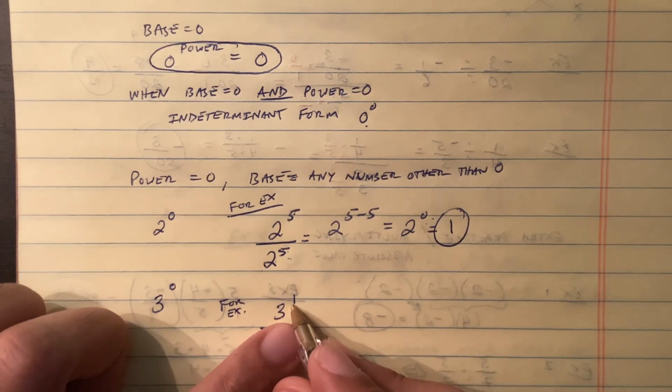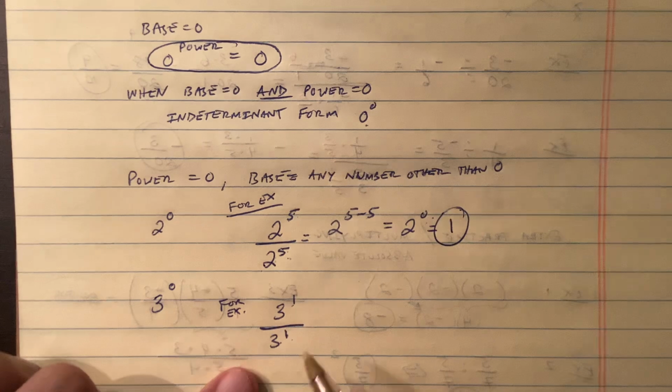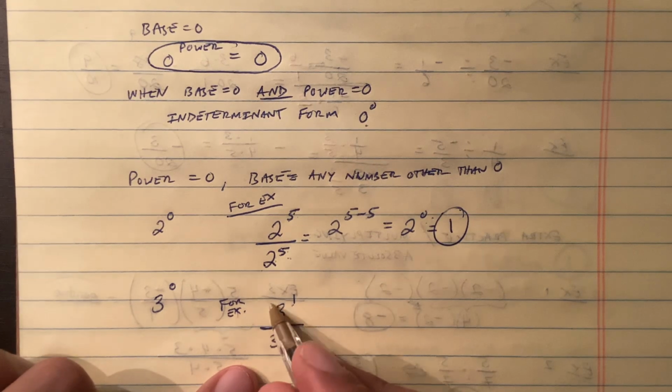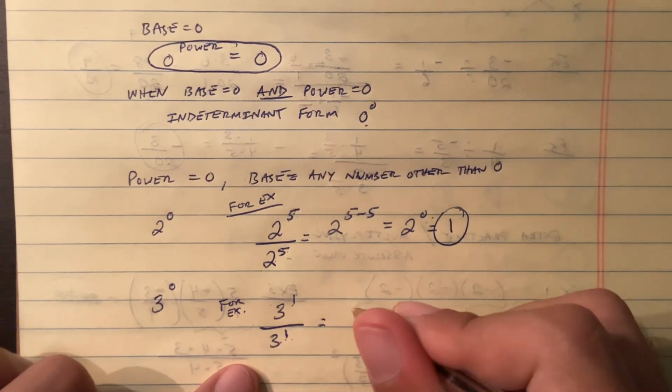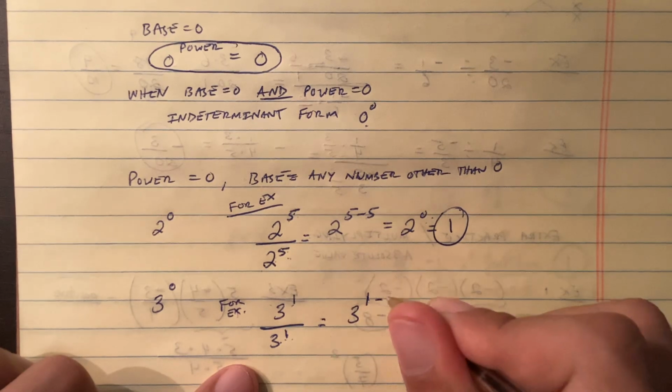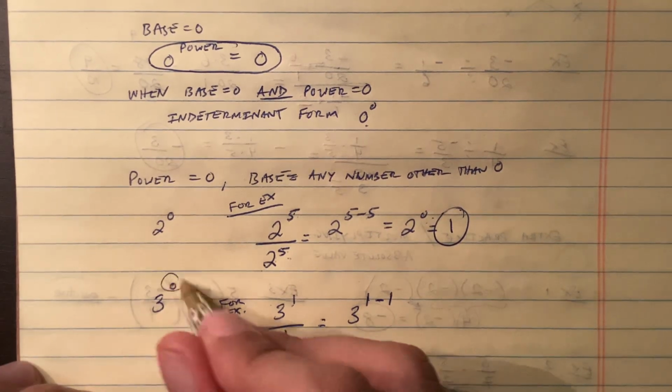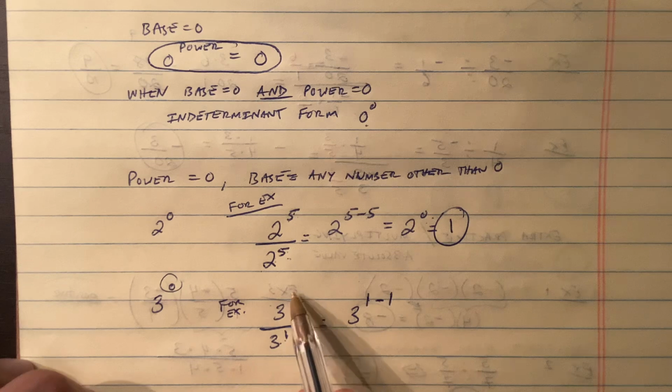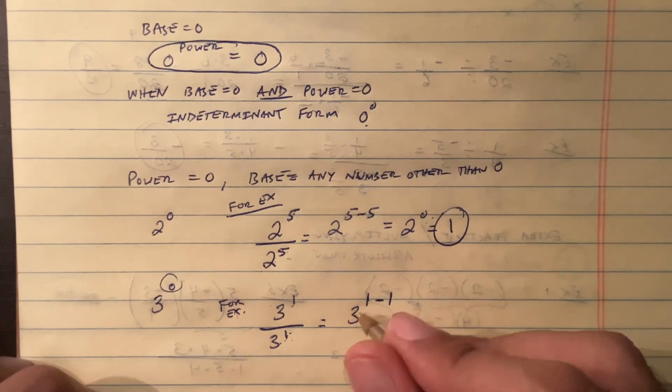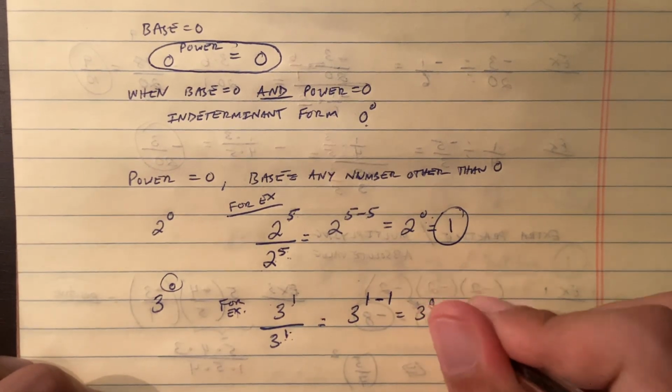So if we picked 3 to the 1st, there's nothing else other than 3 to the 1st that this can be down here, because the bases have to be the same in order for us to subtract the exponents. And we need 0 as the exponent for it to match our original problem. So if this is a 1, this is a 1 also. So 3 to the 1 minus 1 equals 3 to the 0.